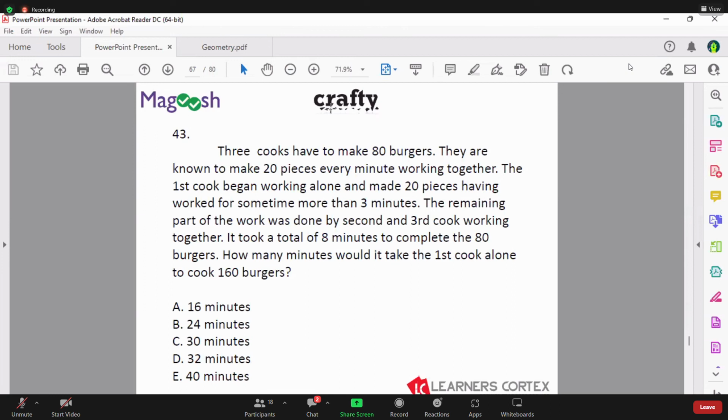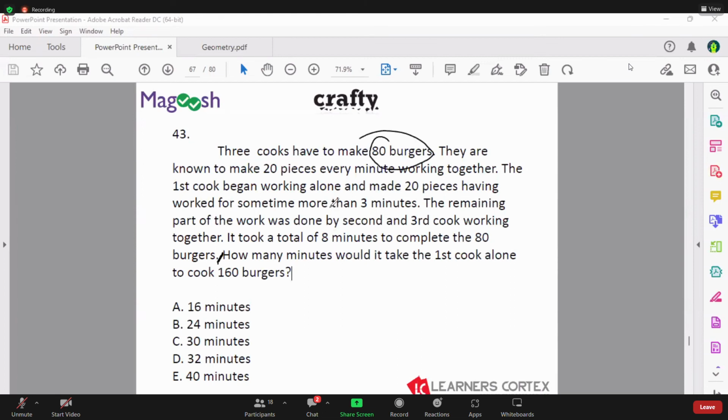Would you like to explain that? That's the explanation that you give. 20 burgers in 4 minutes. So 160 by. But how did you reach here? How did you find that A takes 4 minutes? So 20 by 4 is 5. So 160 by 5, 32. No, before this, how did you reach the rate of A? Anyway. Oh, okay.